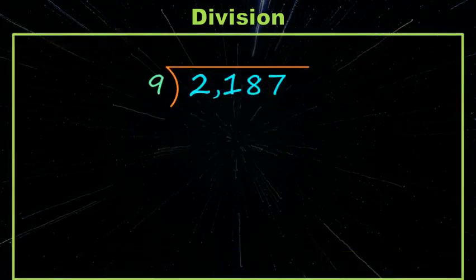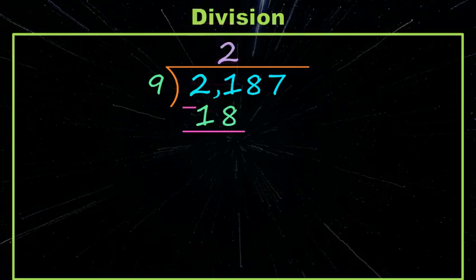Now we're all set up, and we ask ourselves, does 9 go into 2? Well, not with any numbers we know. Does 9 go into 21? Yes it does. And it goes twice. And 9 times 2 is 18. That goes underneath, then we subtract. We're left with 3, we bring down the 8.